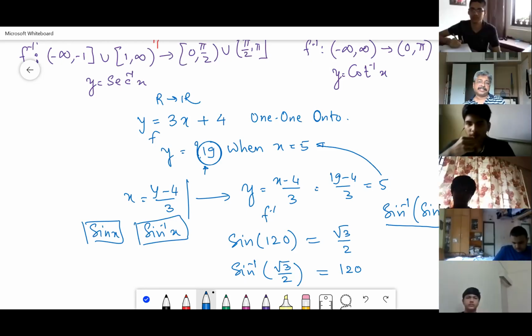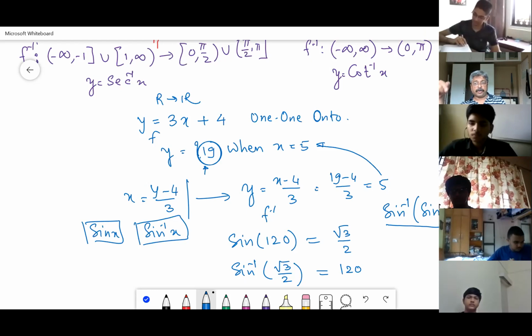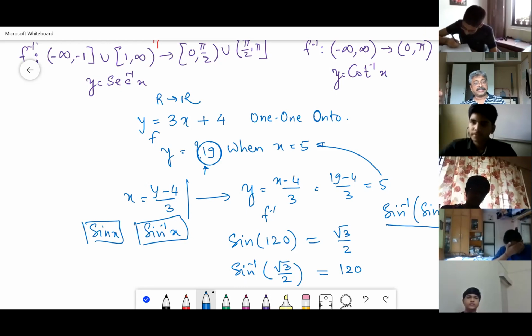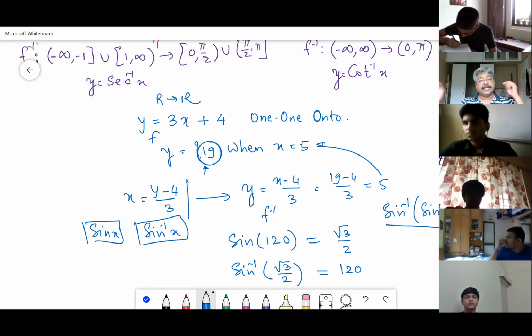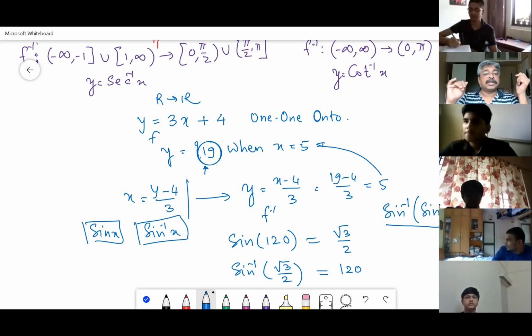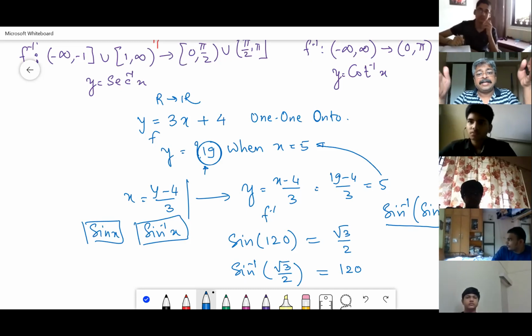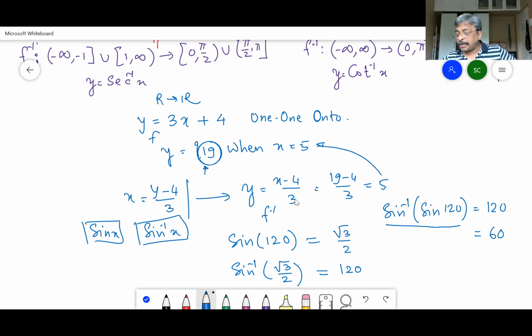What will be the answer of that question? 60. What is sine inverse root 3 by 2? 60 degrees. If you look into your graph, that is what you have plotted just now. If you look into the range of sine inverse, you will never reach 120. The moment you take sine inverse, you will be between minus pi by 2 and plus pi by 2. Doesn't matter what value you are taking sine inverse of, you will land in minus pi by 2 to plus pi by 2. Okay, and that is the price.